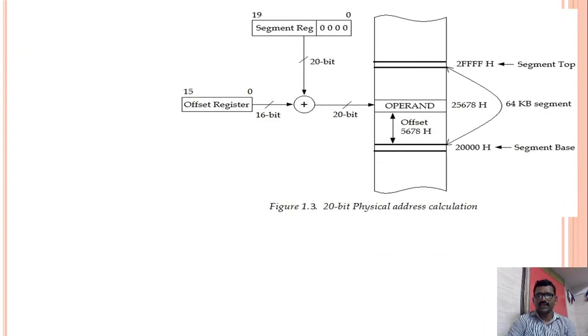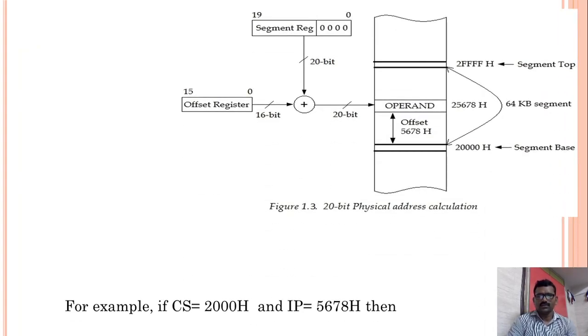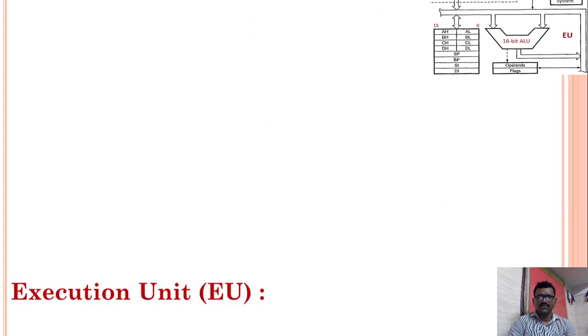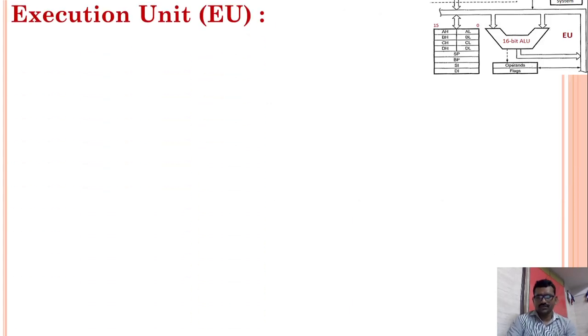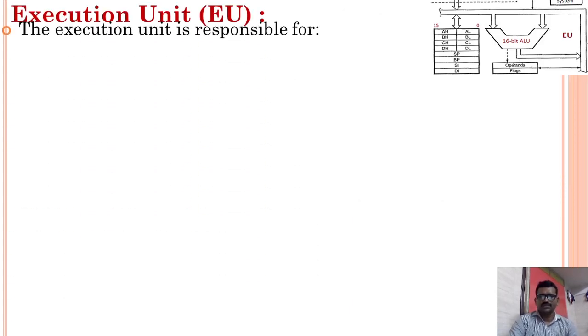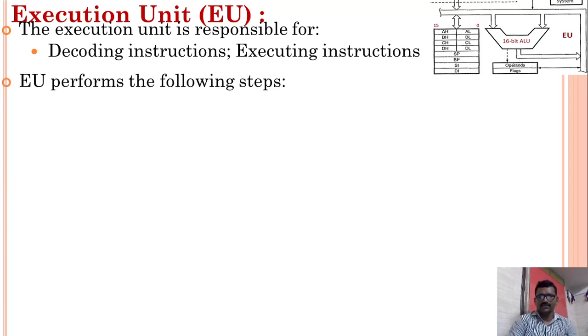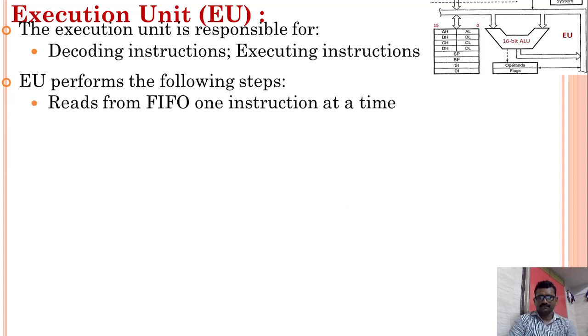So this diagram will show clearly the generation of the 20-bit physical address. Coming to the execution unit, its responsibilities are decoding the instructions and executing the instructions. The heart of the execution unit is the arithmetic and logical unit. So here, the 8086 execution unit performs the following steps.